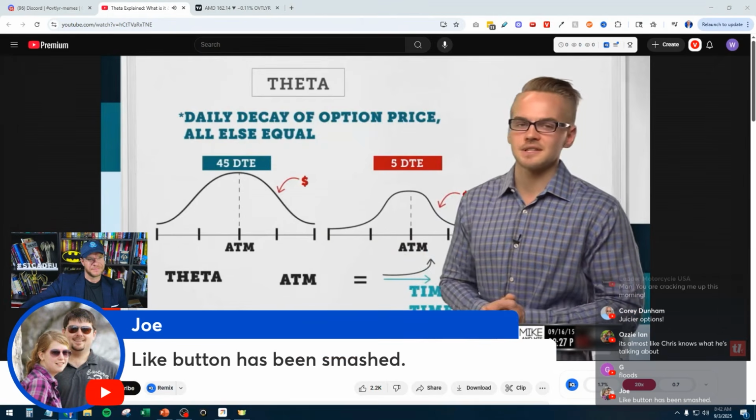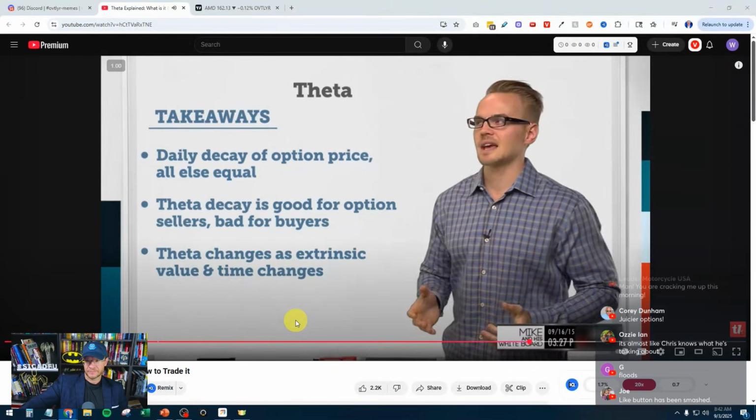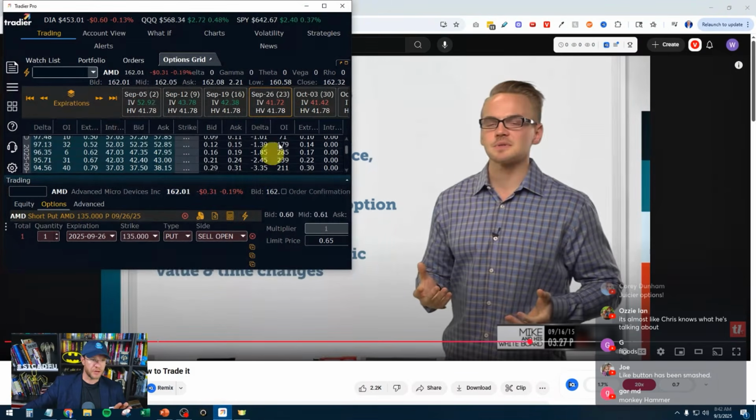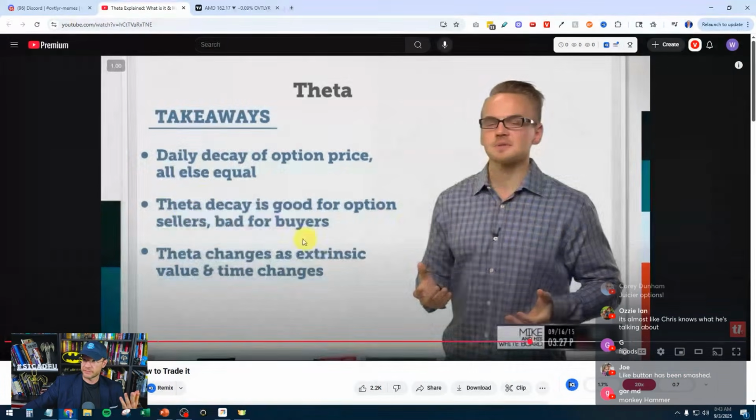So let's get to some takeaways here. Our first takeaway is that theta is the daily decay of an option. All right, daily decay of an option's price. As we talked about, yes, completely agree. It is a real thing, but that is the price to pay as an options trader. It is the price they have to pay to have this sort of leverage that you won't get otherwise. You're not going to get the sort of leverage you can get with options unless you understand that this is the cost associated with that happening.